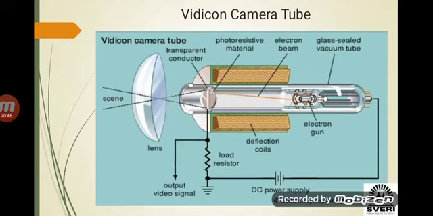And for that we need several deflection coils, which are indicated here by the yellowish color, which ensure that the beam movement is done from left to right as well as from top to bottom. And this is how we complete the process of scanning, and this is how we capture images through a video camera.